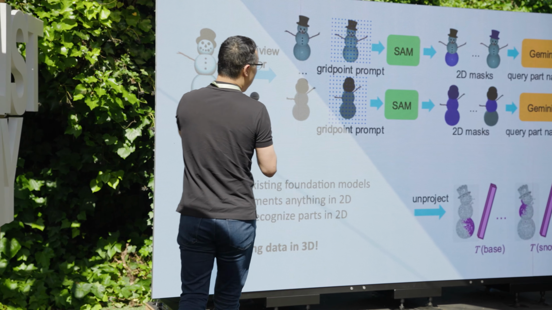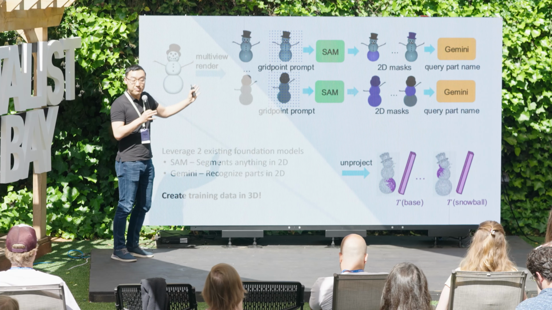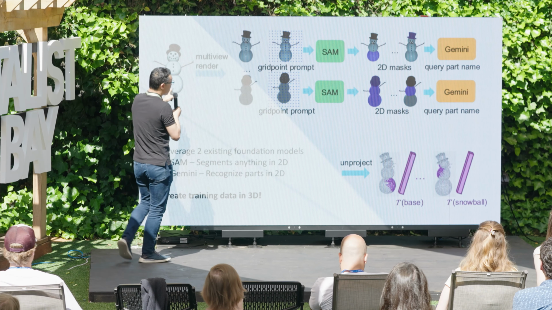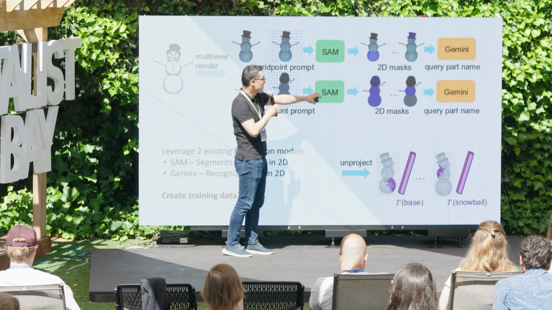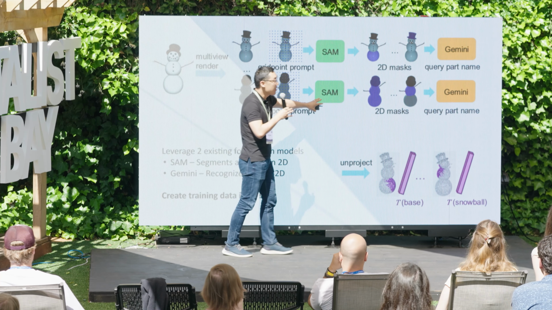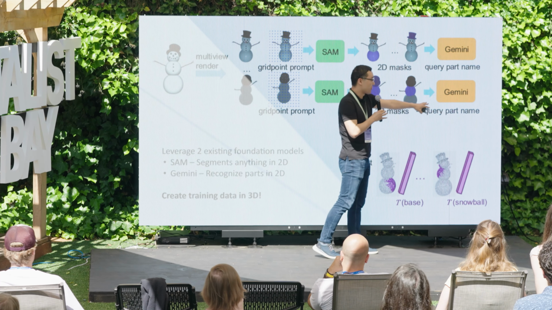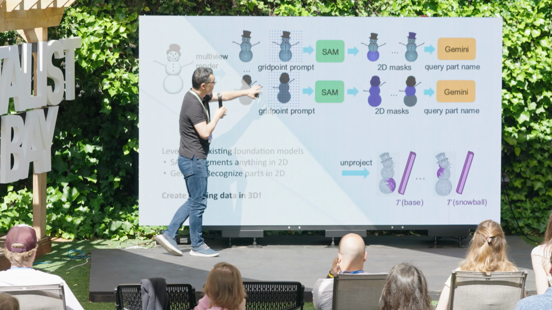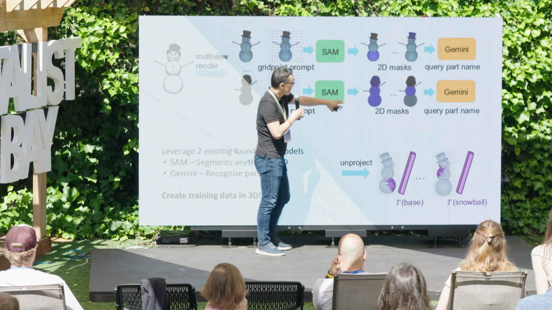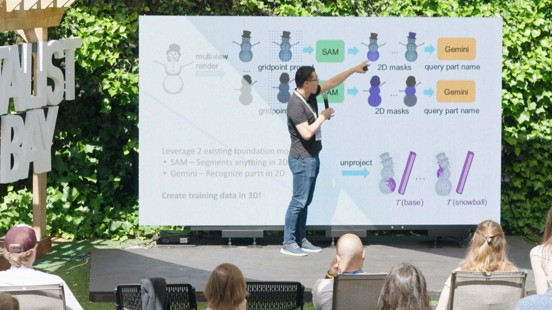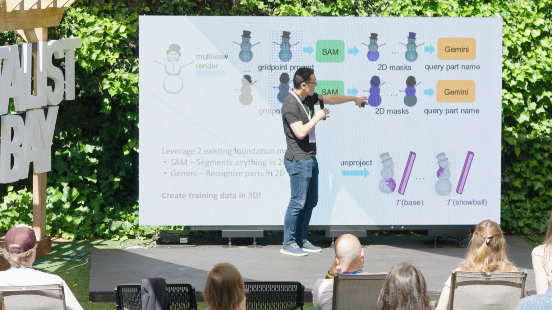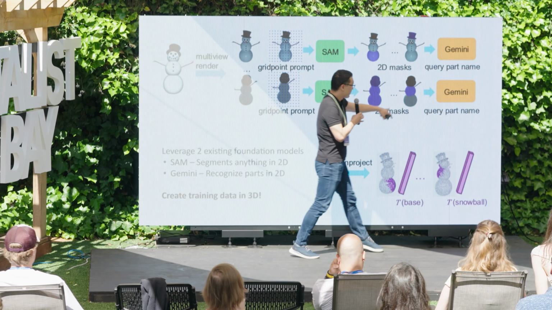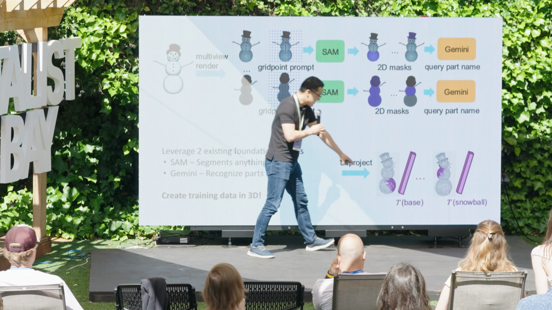Just to tell you how we actually trained Find3D, the model that I presented before, we took two existing 2D foundation models. One is called SAM, Segment Anything from Meta AI. One is called Gemini, which is from Google. We took a 3D asset and rendered it in multiple viewpoints. We used SAM to segment body parts, and we color-coded one as some special color, in this case purple. And then we used Gemini to tell us the name of the body part. And then you create a data set that looks like this.